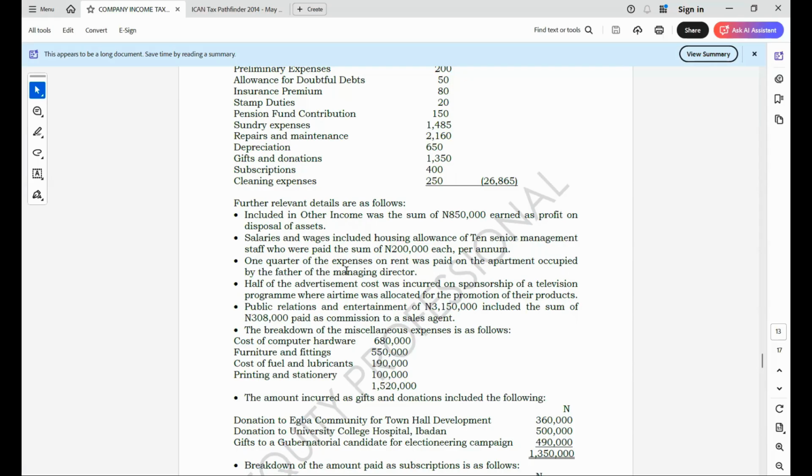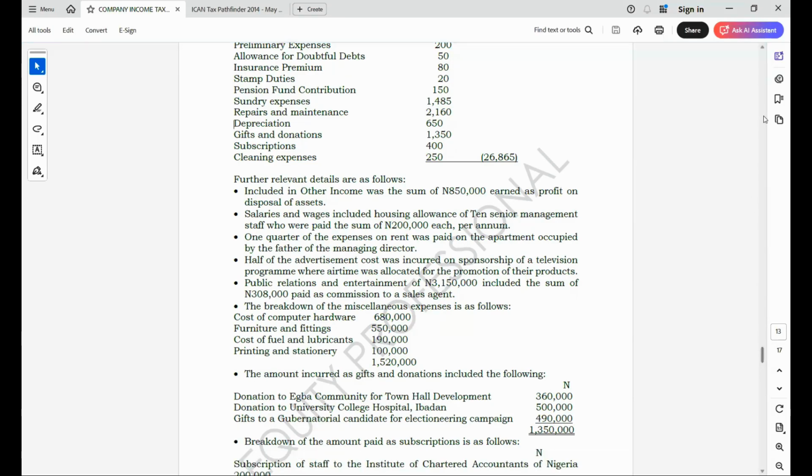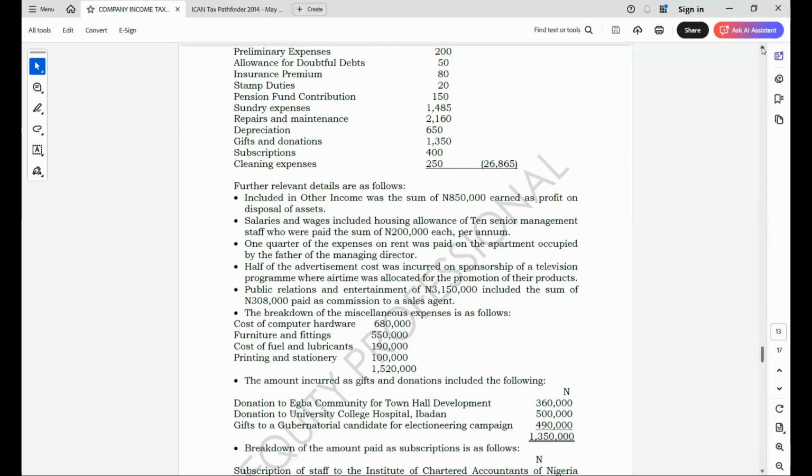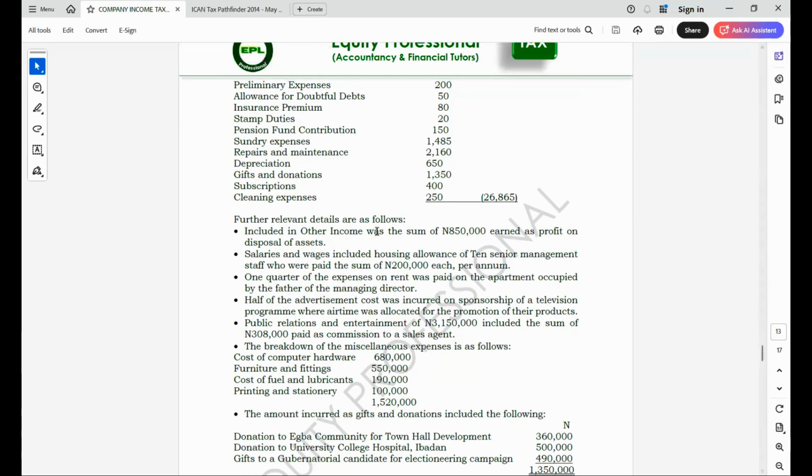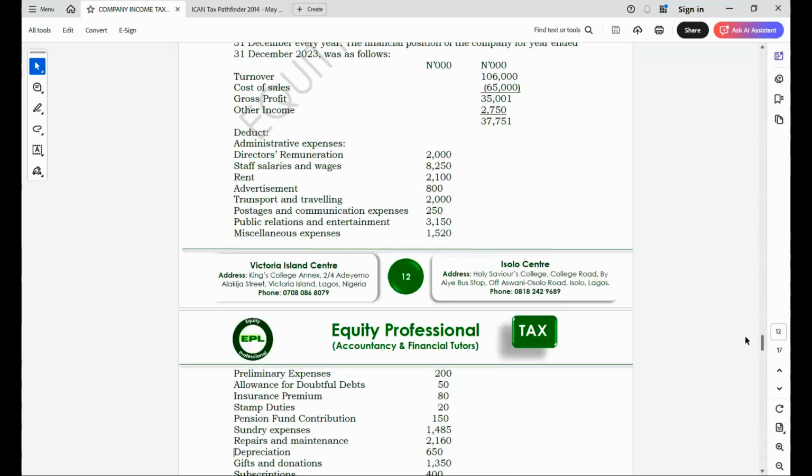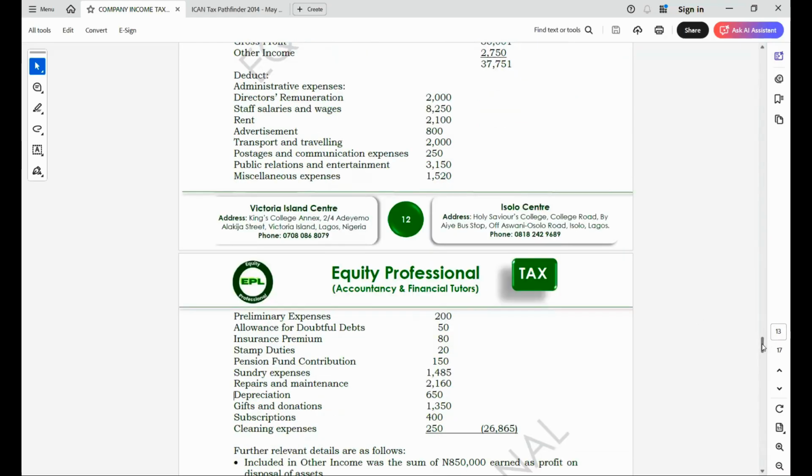Then we have one quarter of the expenses on rent, which was paid on the apartment occupied by the father of the managing director. Is the one paid for the father of the managing director allowable? That portion that relates to it is disallowed. I told you any private expenses will be disallowed. So you now go back to the account. How much is the rent? 2.1. So one quarter of rent will be disallowed.